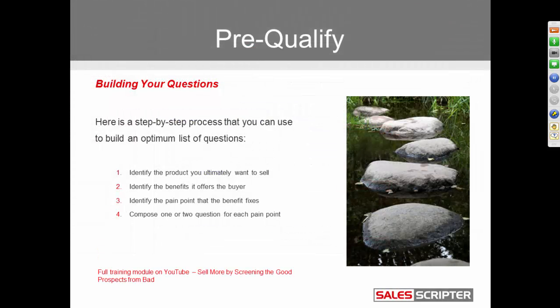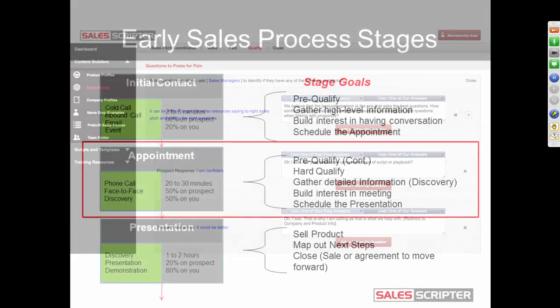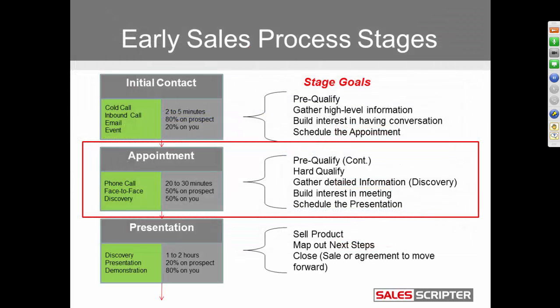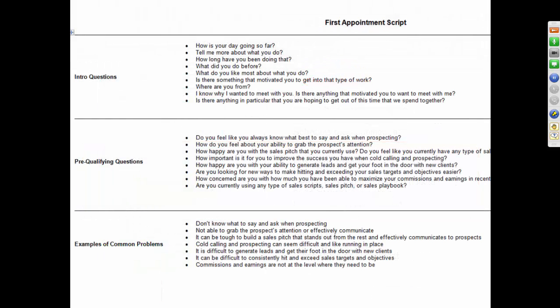You can go through these key steps, and they're listed here, and SalesScripter will take you through a process of building the optimum list of pre-qualifying questions for the products you sell and the different buyers that you sell to. Moving on to step 3, you'll notice that the pre-qualifying continues when you get to your appointment. Remember I showed you I had 8 pre-qualifying questions, and again, here's a first appointment script that's produced by SalesScripter, just a shameless plug here. So here's a list of some of the questions I should be asking when I go on an appointment.